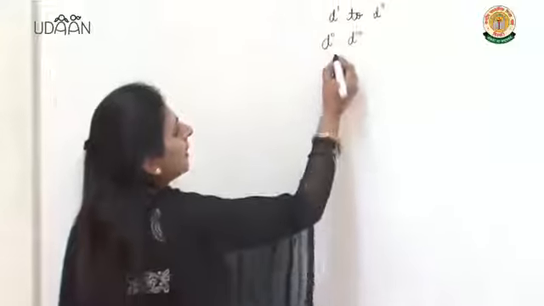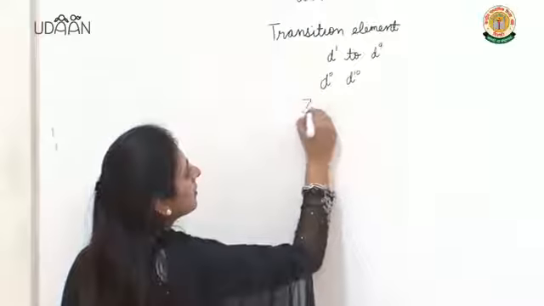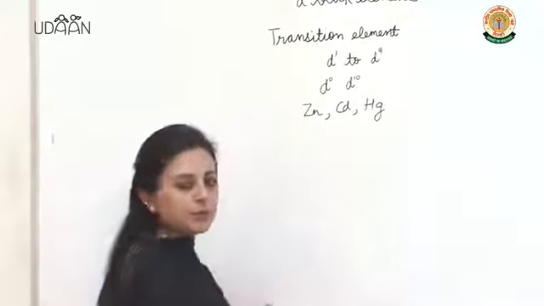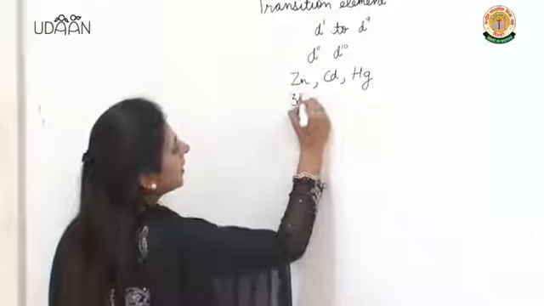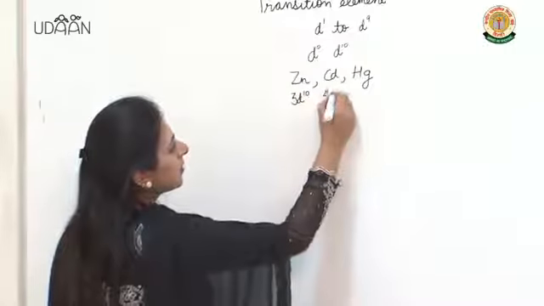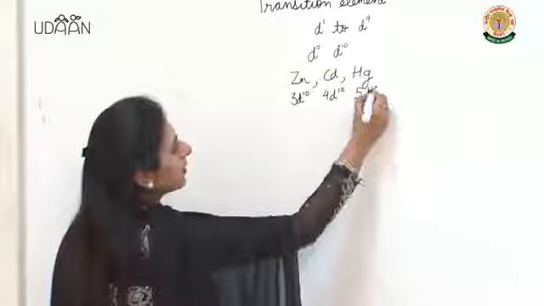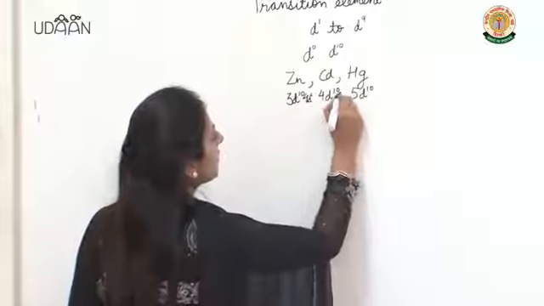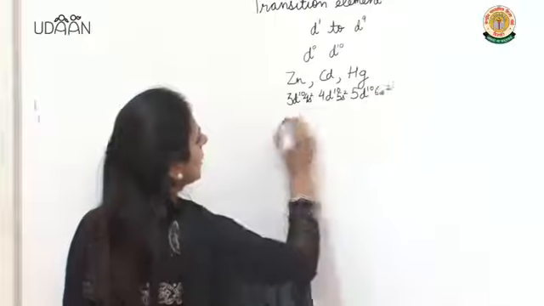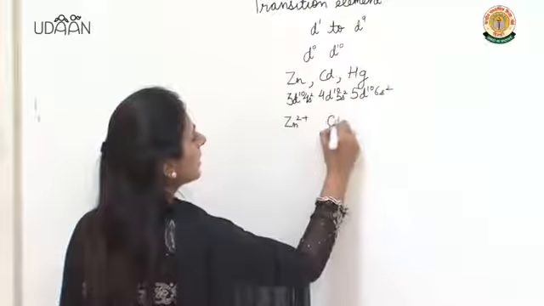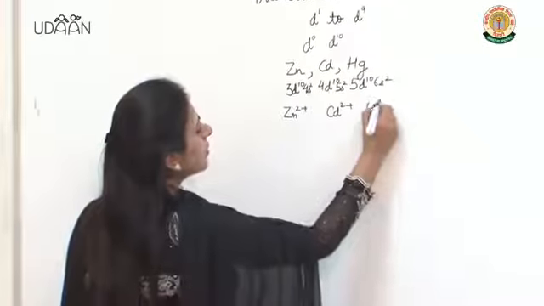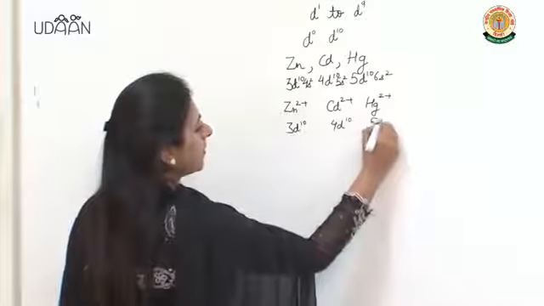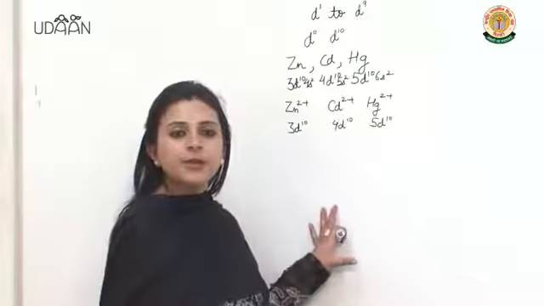Now, zinc, cadmium and mercury. What is the electronic configuration of zinc? It is 3d10, cadmium 4d10, mercury 5d10. And we also have 4s2, 5s2, 6s2. Now what is the most common oxidation state? It is 2 plus. In the most common oxidation state also it will be 3d10, 4d10 and 5d10. So they do not have incompletely filled d orbitals.